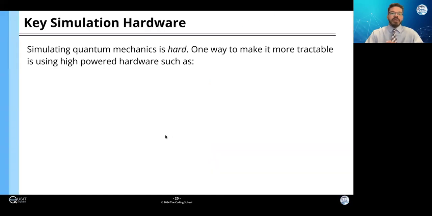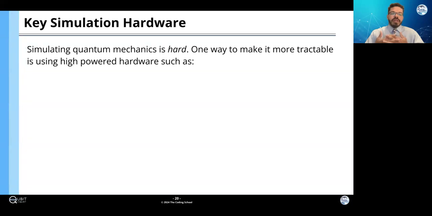So let's think about the hardware, right? Simulating quantum mechanics is hard, frankly, and it's that exponential thing, right? Think about the number of states that you have access to every time you add a qubit. Every time you add a qubit, you double the number of states, right? That's the exponential origin of the big O complexity for our quantum simulations in some cases.